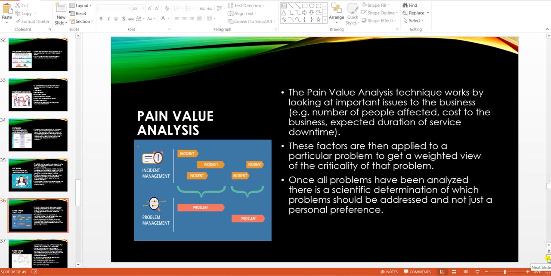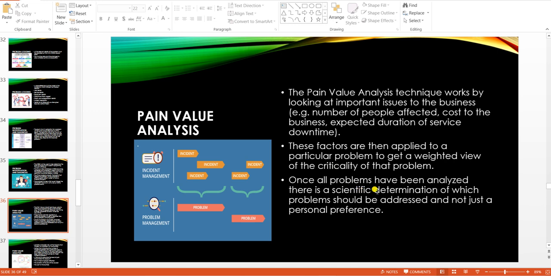And also, you've got the pain value analysis. It's one of the techniques. This technique works by looking at the issues important to the business, for example the number of people affected, cost to the business, and expected duration of the service downtime. These factors are then applied to a particular problem to get a weighted view of the criticality of that problem.